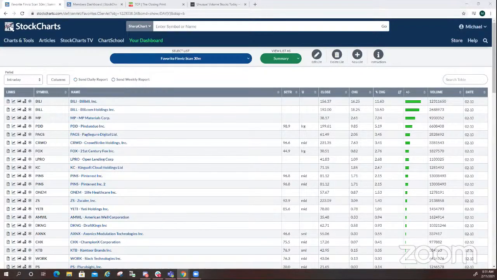More often than not, you'll see the volume and price action start to move, and then we'll see something like, yeah, PINS, we can go over that one.